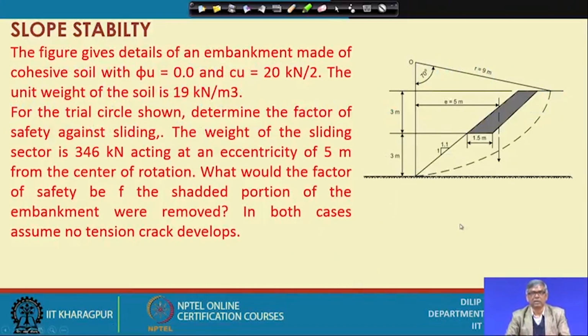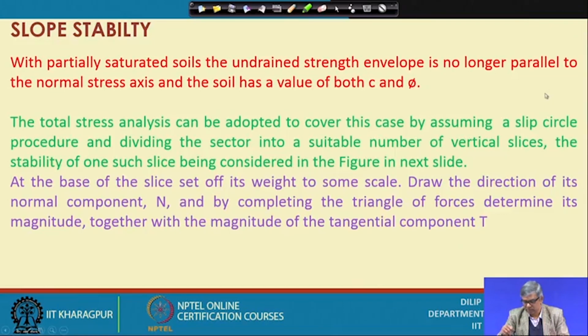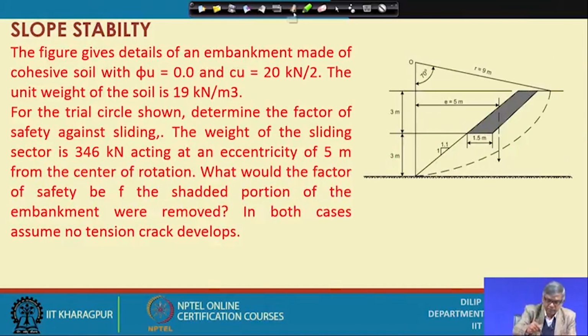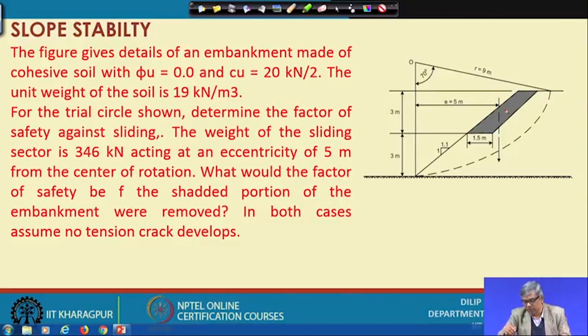Next one. This is an example, one simple example we have given here. This is not drawn properly, of course. You can see here the figure gives details of an embankment made of cohesive soil with phi equal to 0, that means no friction, and C equal to 20 kilonewton per meter square. The unit weight of the soil is 19. For the trial circle shown, determine the factor of safety against sliding. That means this part is to be ignored initially.